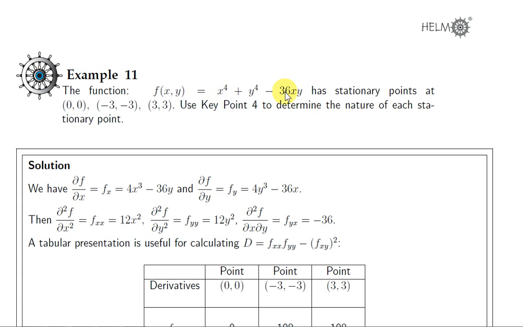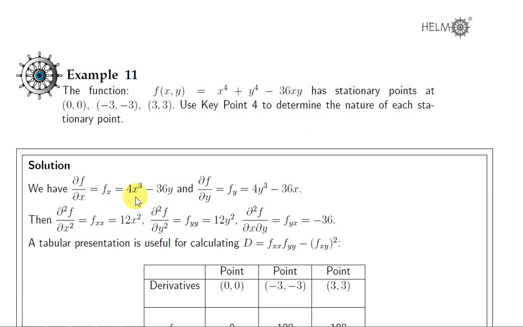Well, if we differentiate this with respect to x, we get 4x cubed for this term. This term goes to 0. Differentiating this with respect to x gives minus 36y. Then we can take df dy or f sub y. So this goes to 0. y to the 4 becomes 4y cubed. Differentiating this with respect to y, x is just a constant, so we get minus 36x. Okay, so they're the first derivatives.